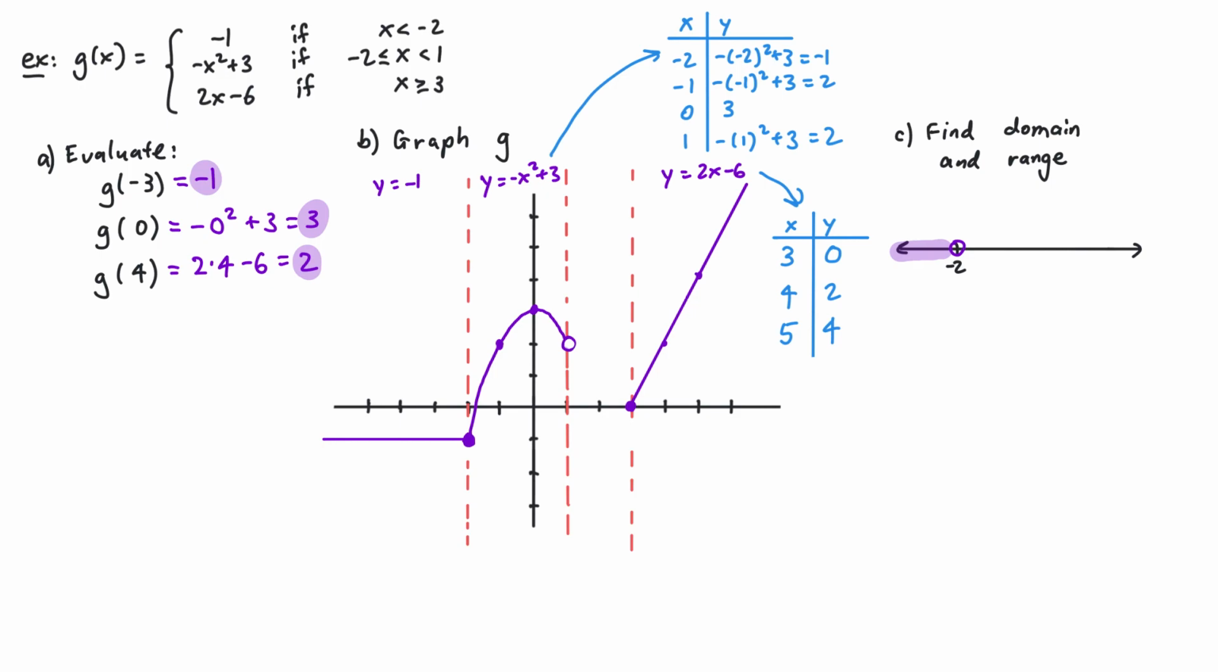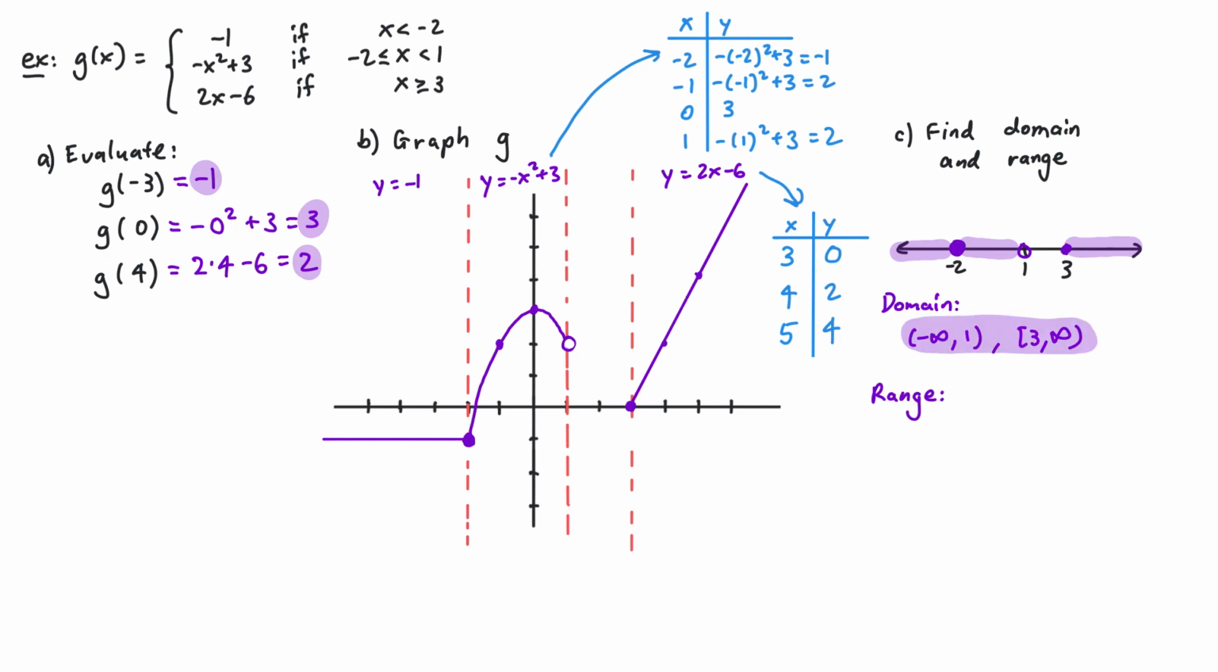Our second piece goes from -2 to 1. So let's put down 1 on our number line. And what we want to do is include -2, but exclude 1 and highlight everything in between. Lastly, our third piece starts at 3 and goes off to infinity. So we'll have a solid point at 3, and we want to highlight everything to the right. So looking at what's included in our number line, we see that our domain goes from -infinity to 1, and then it goes from 3 to infinity.